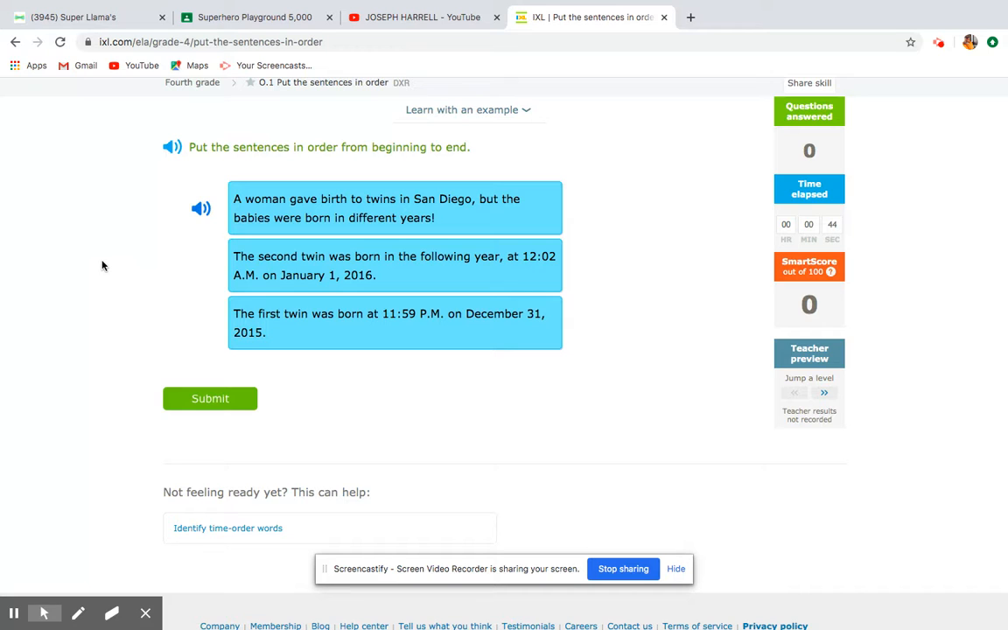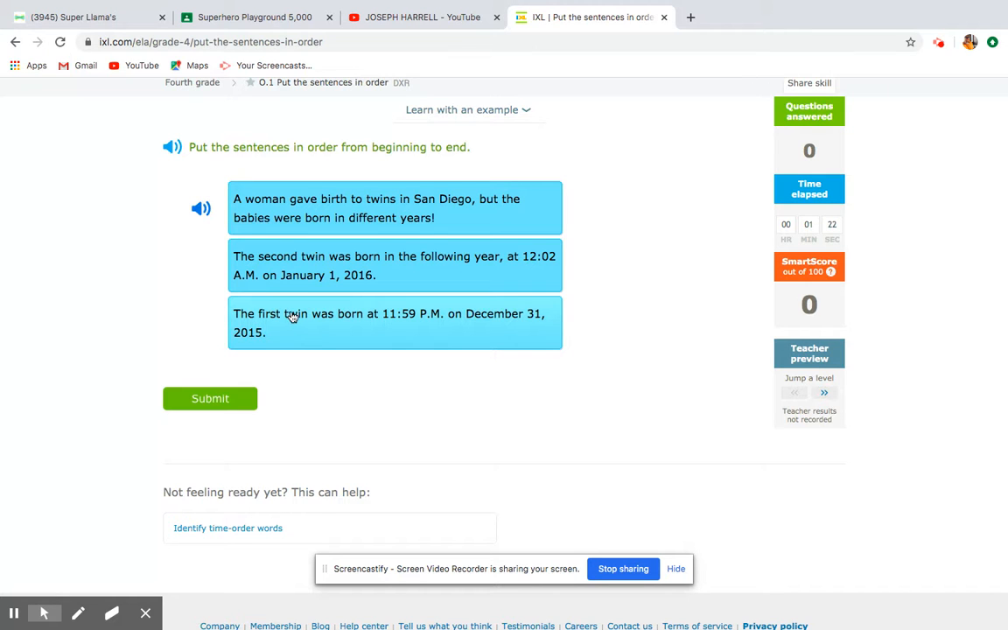IXL put this under writing, but really this is a close reading exercise. The first one says, a woman gave birth to twins in San Diego, but the babies were born in different years. Okay, don't really know where that goes yet, but let's read the other ones. The second twin was born in the following year at 12:02 a.m. on January 1st, 2016. Well, that could go after this one because it says in the following year. That means the next year.